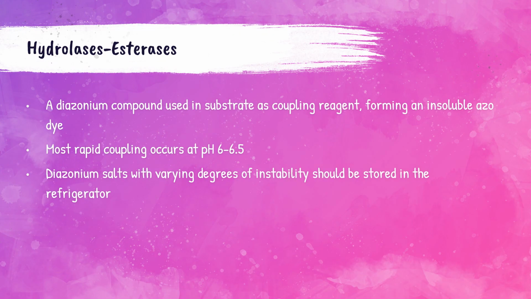A diazonium compound is used in the substrate for the purpose of being a coupling reagent. This results in the formation of an insoluble azo dye. The most rapid coupling in this reaction occurs when the pH is from 6 to 6.5.